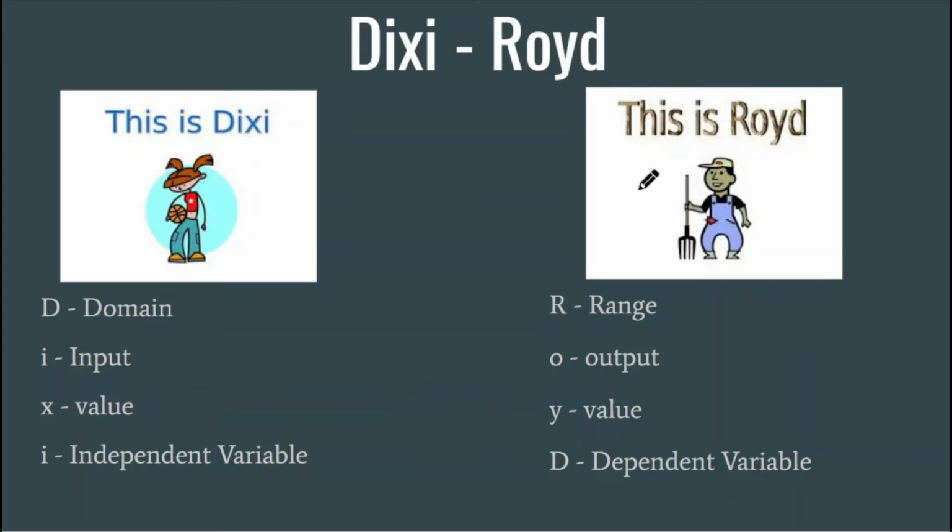This is Royd over here, and each letter of his name means something. We have R, which stands for range, O, which stands for output, Y, which is your Y value, and D for your dependent variable. All of these words represent the Y value. So if you hear any of these three words, you're going to think Y or Y value. So Dixie Royd will help you remember the vocab words relating to the X values and the Y values.